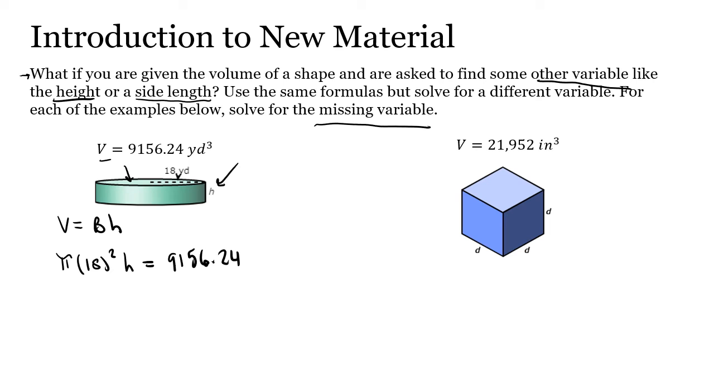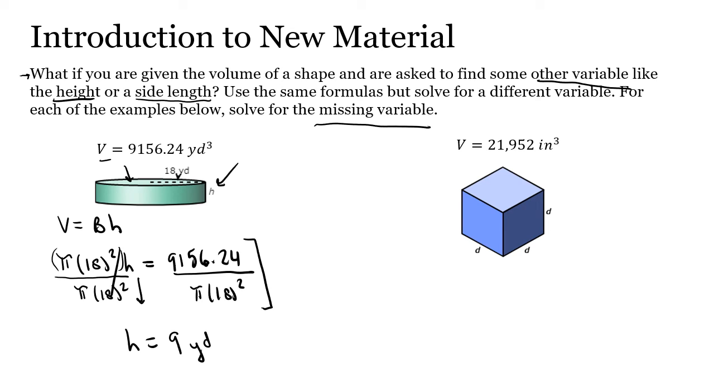Now, this right here is just a number, so I can actually divide it on both sides by pi times 18 squared. Now, this will cancel, and my h will come down, and h is going to equal whatever this equals. If you put that in your calculator, you should get 9 yards. So we know that the height has to be 9 yards. Remember to let pi equal 3.14 whenever you're doing IXL.